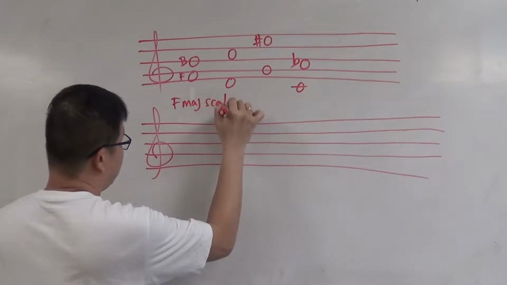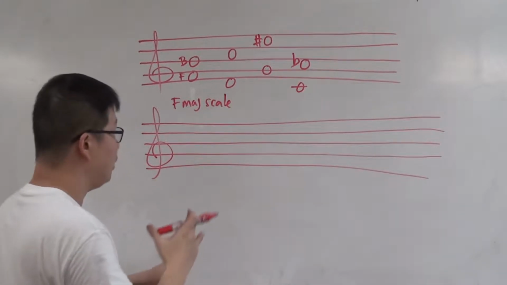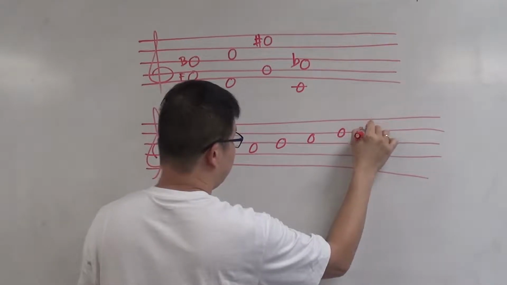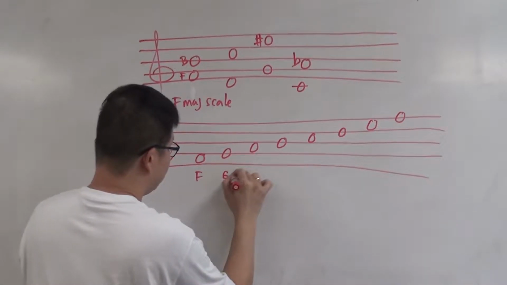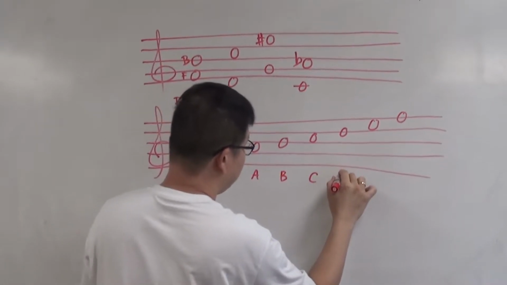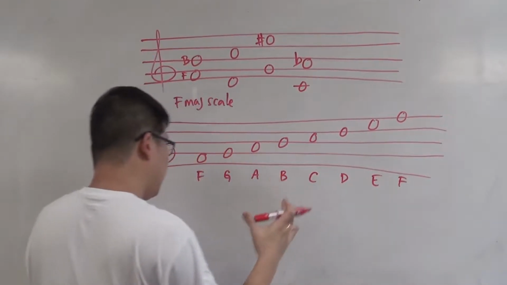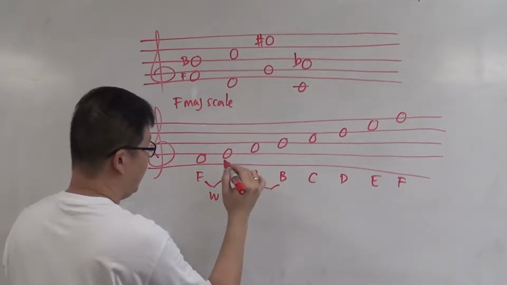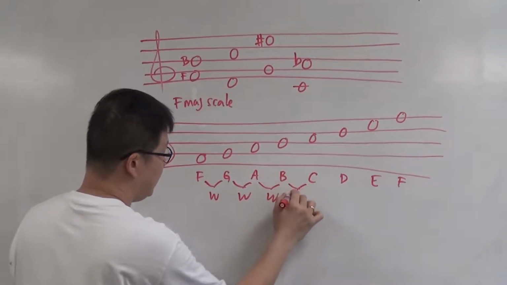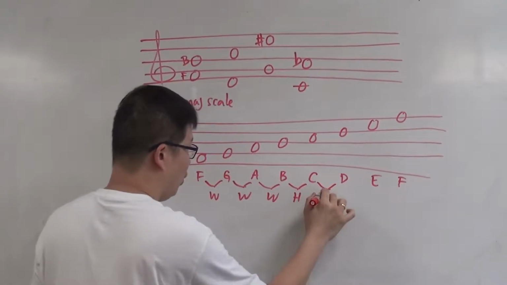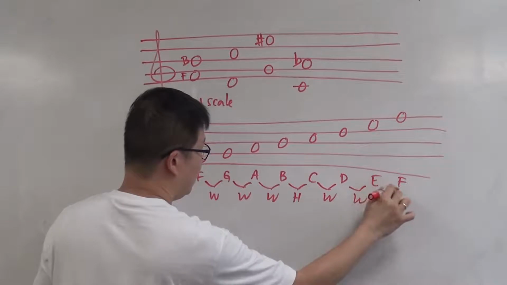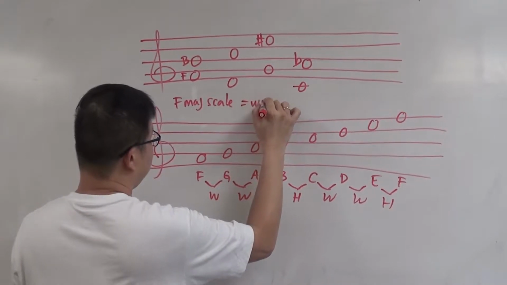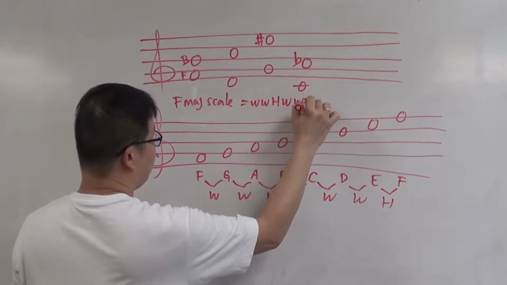major scale. Now in the F major scale, the beginning note is F, the end note is F. So I put F over here. G, A, B, C, D, E, F. Now let's check. F to G is whole. G to A is whole. A to B is whole. B to C is half. C to D is whole. D to E is whole. E to F is half. Now we know the formula of the major scale is W, W, H, W, W, W, H.